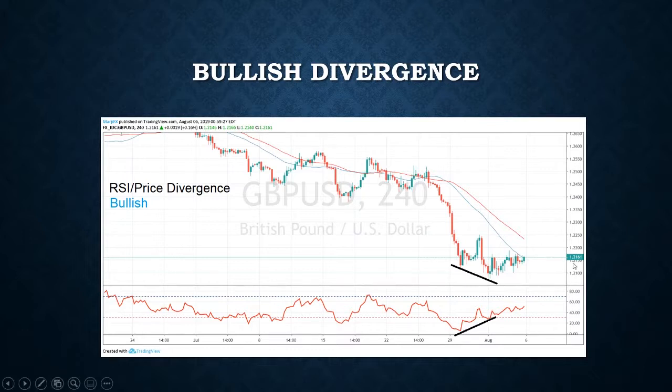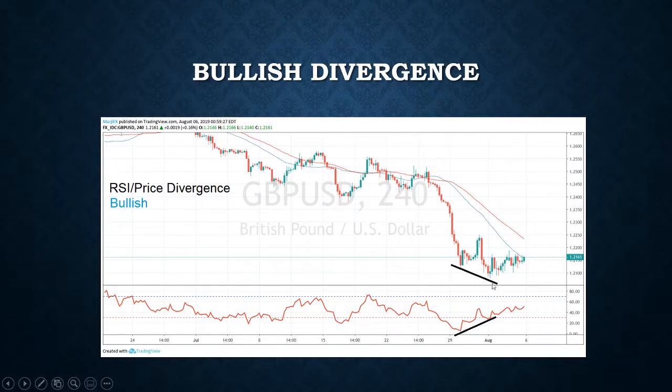If the price reaches a new low compared to the previous bottom, but the RSI does not reach a new low compared to the previous bottom, that is what we call a bullish divergence.